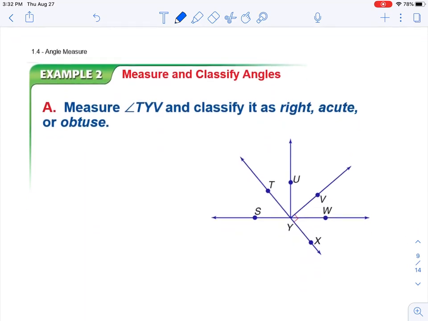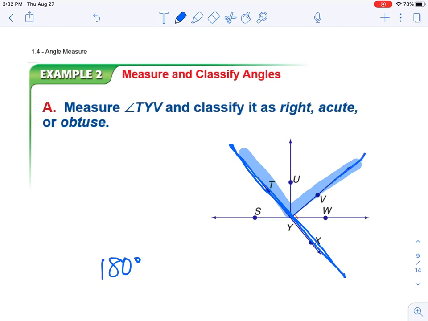So we are going to find the measure of angle TYV and classify it as right, acute, or obtuse. So first of all, let's find where TYV is. And then I'm going to extend this line, line TX, to show a point. So line TX is a straight angle. That means it equals 180 degrees.